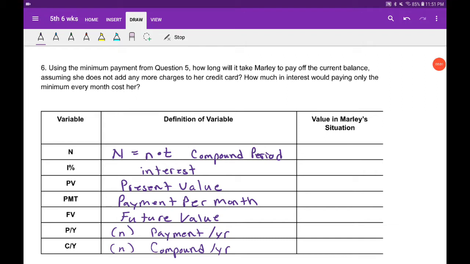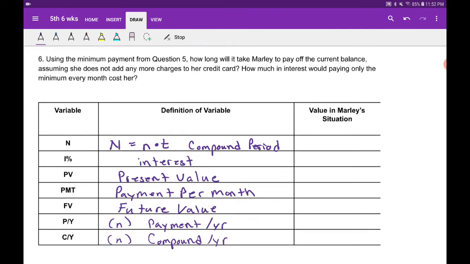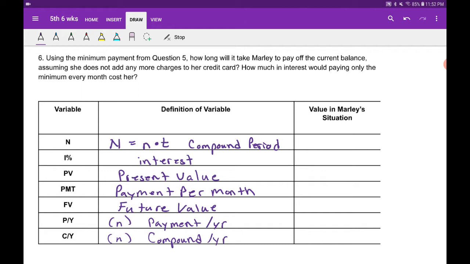Okay, so in number six, we're gonna use the minimum payment from question five. That payment was $513.73, and we're gonna use that to see how long it takes to pay it off, and then we're gonna use that to see how much she paid in interest. So that's the amount of money above whatever she bought was worth.